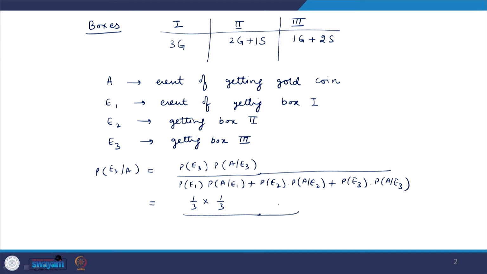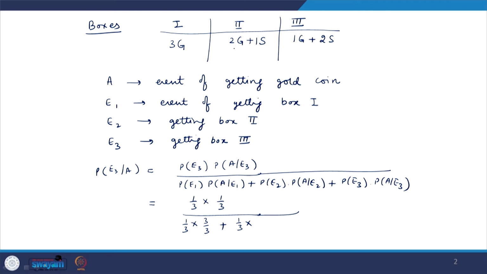here again P of E1 is 1 upon 3. Now the probability of A, that is getting a gold coin from box 1: from box 1, all the coins are gold, so it is 3 upon 3, plus. Now the probability of E2 is again 1 by 3 into the probability of A when it is drawn from box 2.